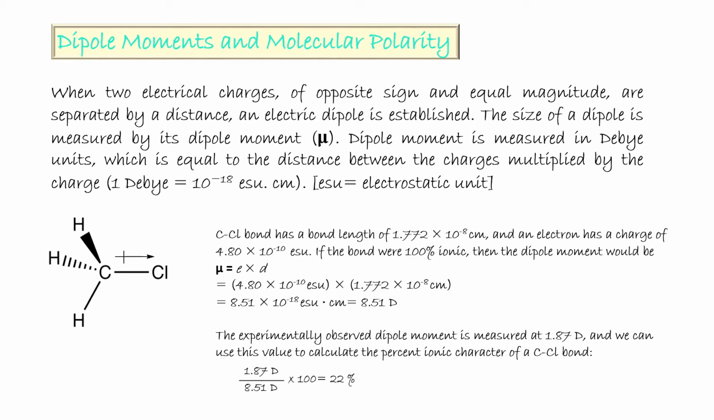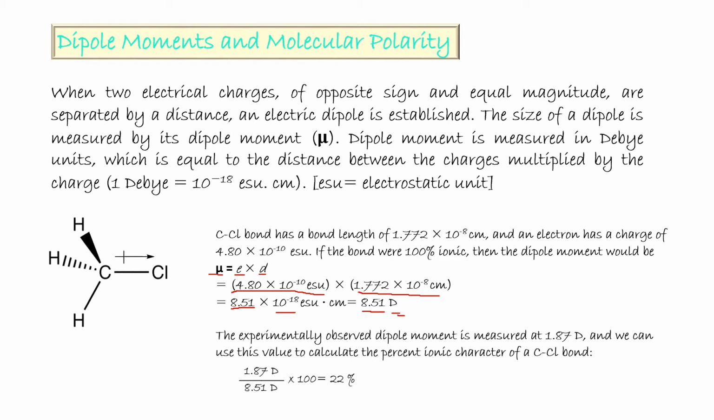The carbon-Cl bond has a bond length of 1.772 times 10 to the minus 8 centimeter, and an electron has a charge of 4.8 times 10 to the minus 10 electrostatic unit. If the bond were 100% ionic, then the dipole moment would be mu equal to the charge times the distance. Here is the charge and here is the distance, which will be equal to 8.51 times 10 to the minus 18, equal to 8.51 debye units.